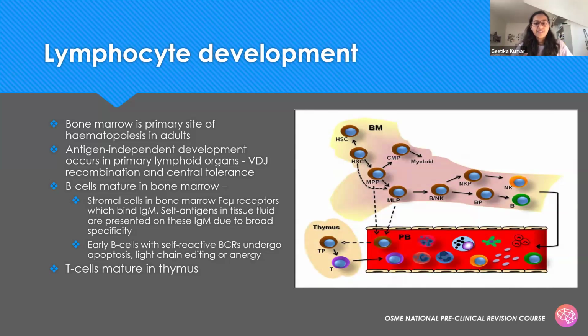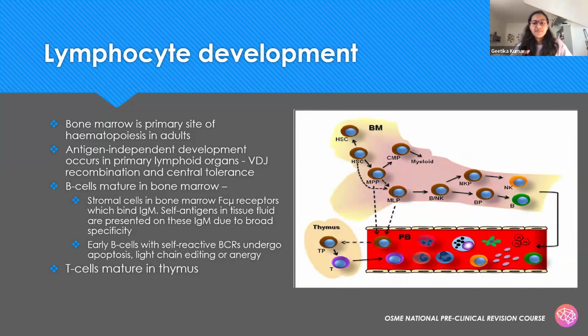And so here basically you have stromal cells, which are found in the bone marrow, and they present self-antigens, which are found in the tissue fluid, to the naive but mature B cells. And so if the B cell receptor that's produced at random by VDJ recombination is self-reactive and binds to the self-antigens, then it undergoes apoptosis. And so that's sort of a form of negative selection.